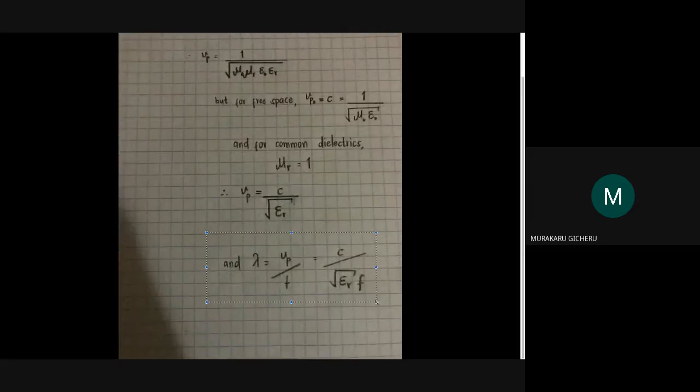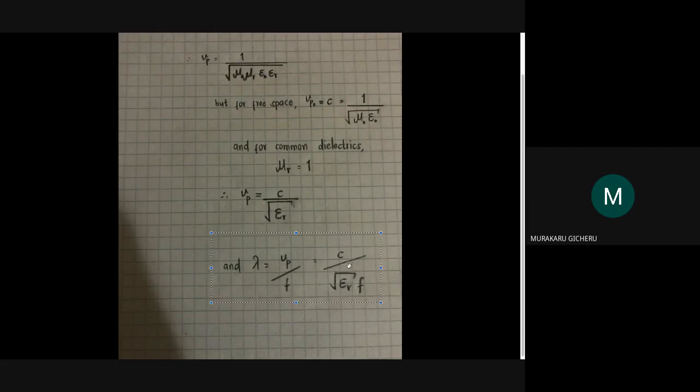And we've just seen that lambda is equal to Vp over F. So if you replace Vp here with this Vp, you're going to end up with C over the root of ER times the frequency. And that's how you end up with this thing over here.